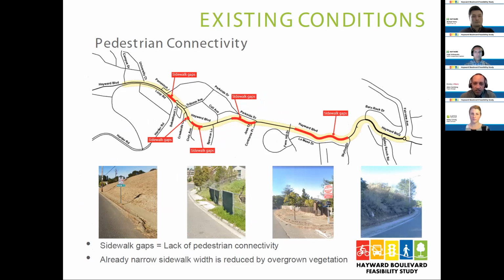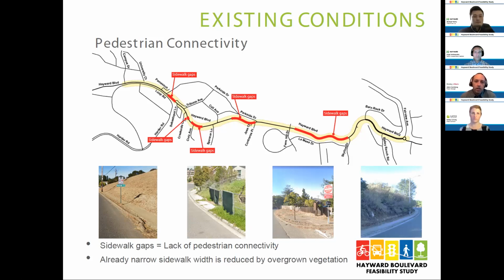In many of these locations, there's some sort of ad hoc trails that people have carved through, but it definitely creates a more challenging pedestrian environment, particularly for those with disabilities. And so it is a challenging environment in terms of walking. And so that's something that is an area noted for improvement with the improvements.